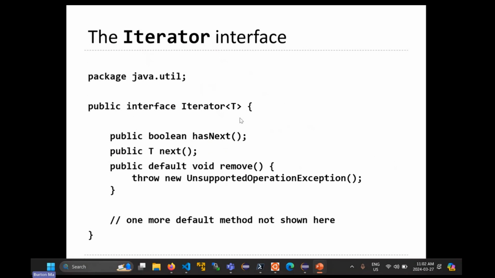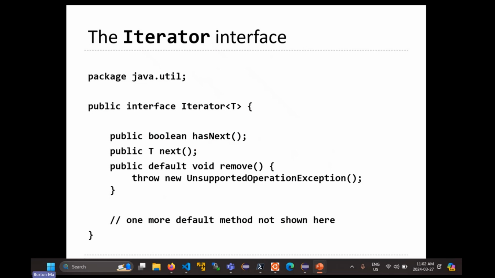So remember what's in the interface. There's a hasNext method. HasNext is true if there's still elements left in the sequence to visit. Next returns the current element that the iterator is looking at and then moves the iterator to the next element. We didn't implement remove before, but now we're going to implement remove. So remove lets you remove the last element that was returned by next.